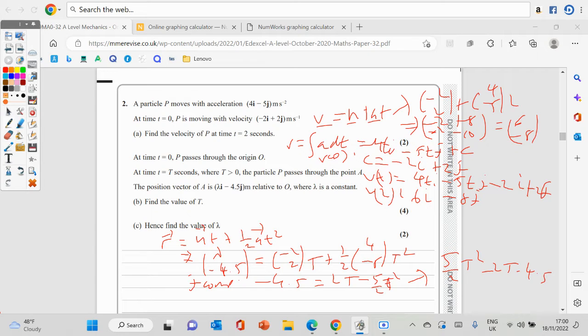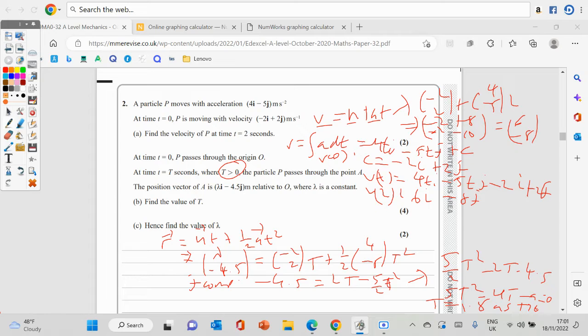So I could again multiply through by 2 if I wanted to. So we get 5t squared minus 4t minus 9. Which I think will give you t as 1.8, because you can't have negative time, t being minus 1, can you? So t is 1.8 as t has got to be positive, which it does tell you in the question that t must be bigger than 0.